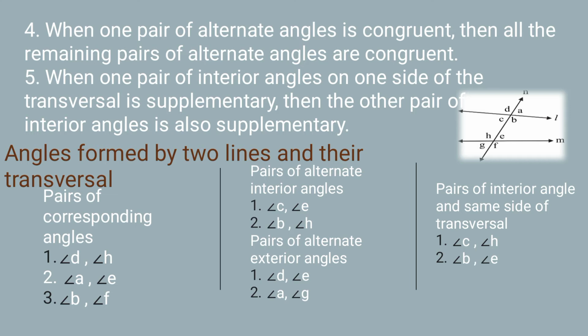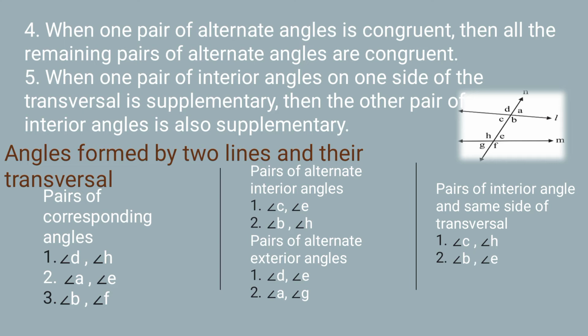The next topic is angles formed by two lines and their transversal. Let's see in the adjacent figure the pairs of corresponding angles: first angle D, angle H; second angle A, angle E; third angle B and angle F.